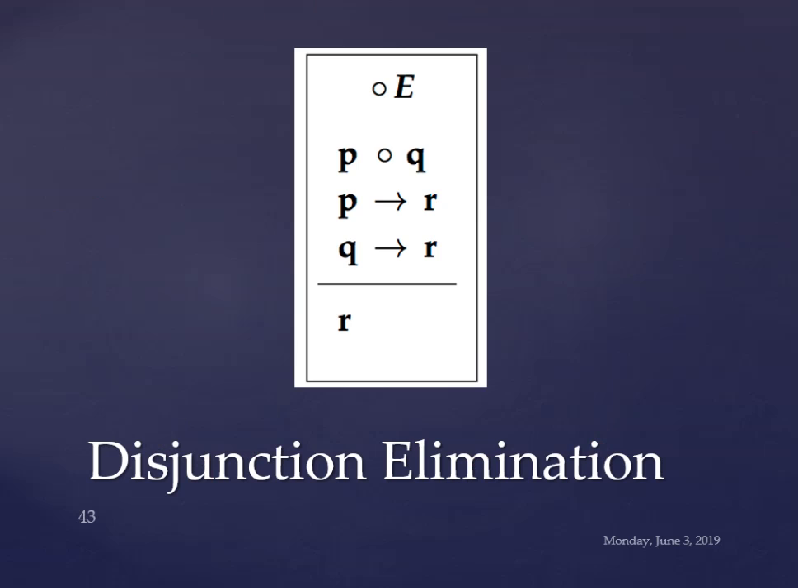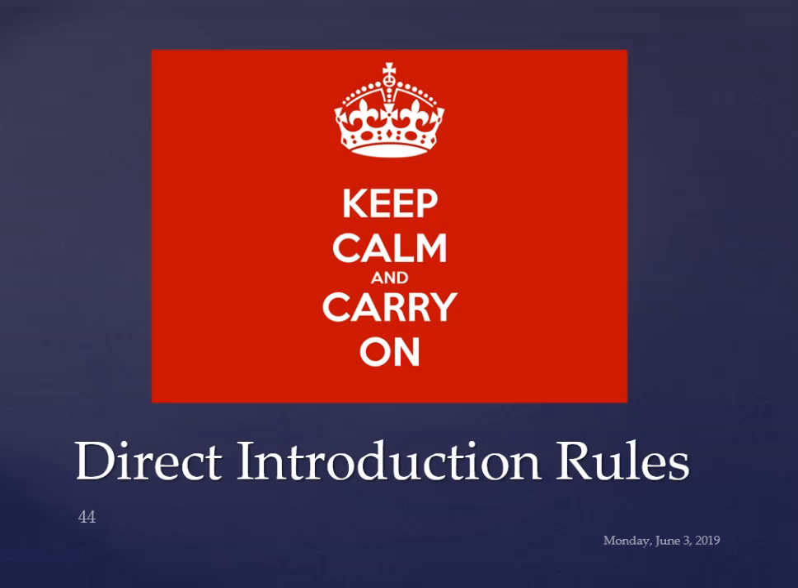All right, so those are the elimination rules. There's only 2 kinds of rules that we have. We have elimination rules and we have introduction rules. Elimination rules are those that are getting rid of connectives. Direct introduction rules are those that create connectives, and these are rules that introduce connectives without any assumptions being made.